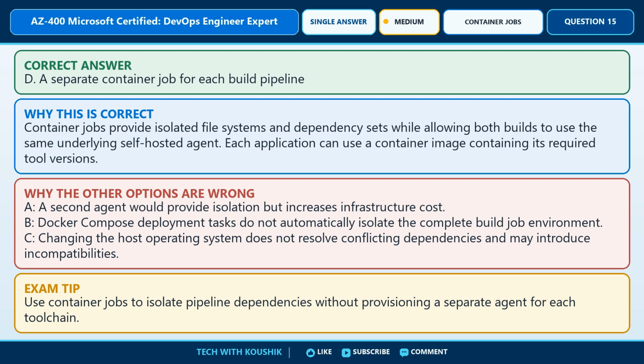Why are the other options not correct? A. A second agent would provide isolation but increases infrastructure cost. B. Docker-composed deployment tasks do not automatically isolate the complete build job environment. C. Changing the host operating system does not resolve conflicting dependencies and may introduce incompatibilities. Exam tip. Use container jobs to isolate pipeline dependencies without provisioning a separate agent for each toolchain.